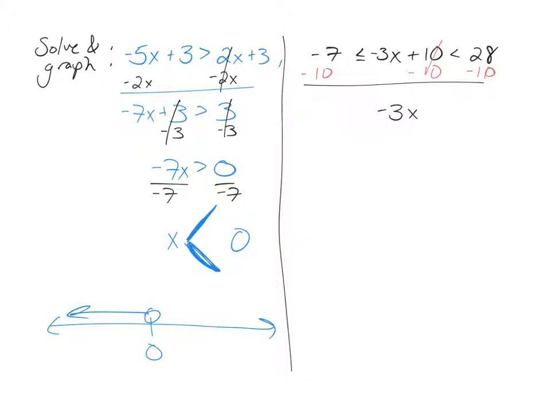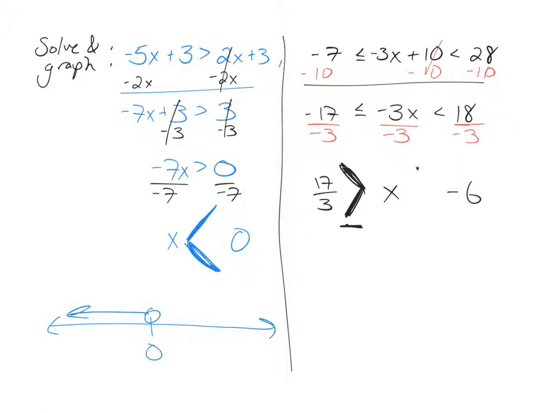So this would be negative 3x. Over here we would have negative 17, and over here we would have 18. Lastly, we need to divide by negative 3. And again, dividing by a negative. Negative 17 divided by negative 3 is 17 over 3. Negative 3 over negative 3 leaves me with an x in the middle and a negative 6 over here. But we divided by a negative, so the inequality signs change direction again.